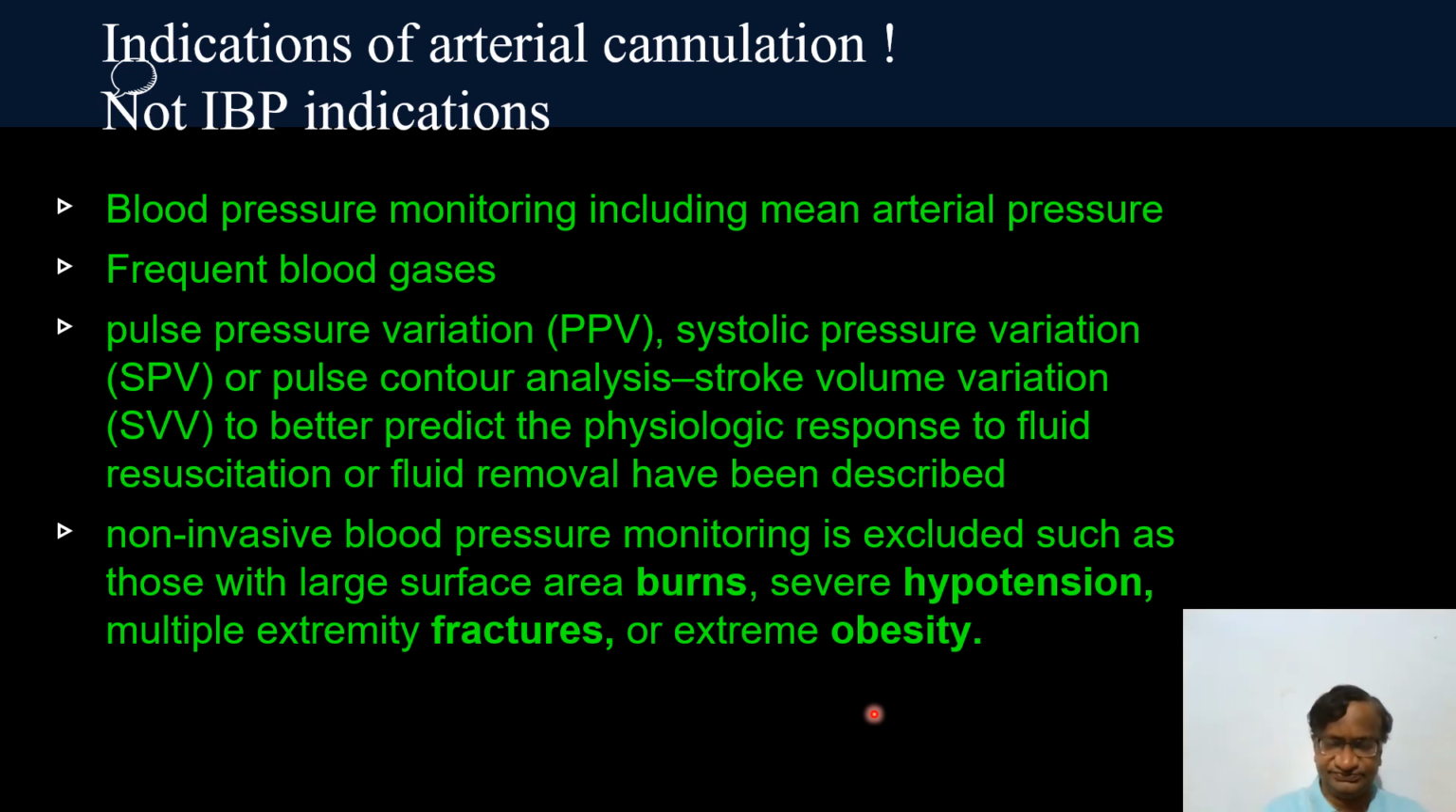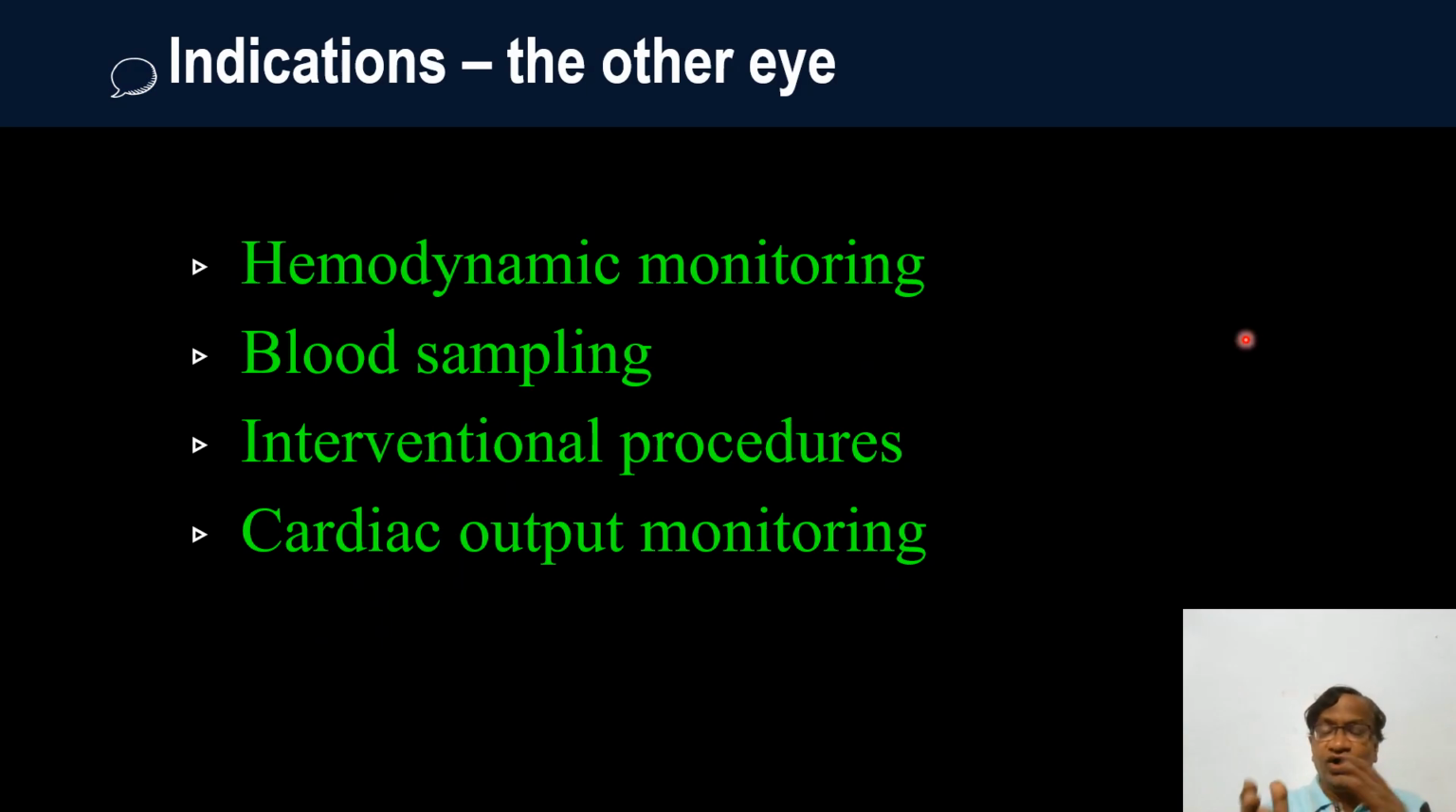When to insert an arterial line? It may be used for hemodynamic monitoring, for blood sampling, and for interventional procedures, like radial artery access for stenting, and cardiac output monitoring. These are all the indications: hemodynamic monitoring, blood sampling, interventional procedures, and cardiac output monitoring.